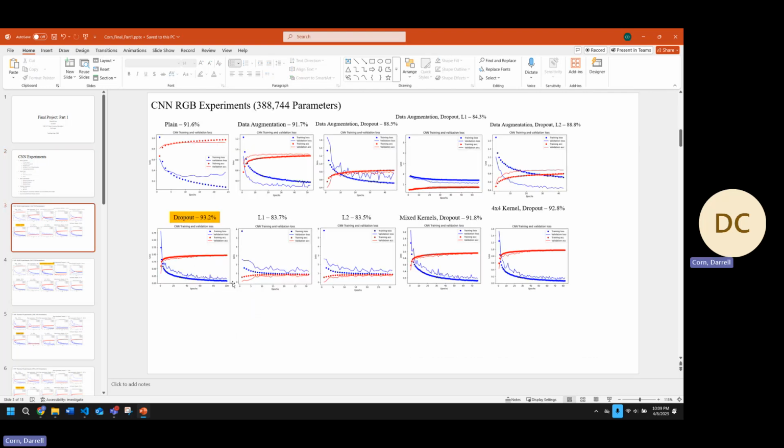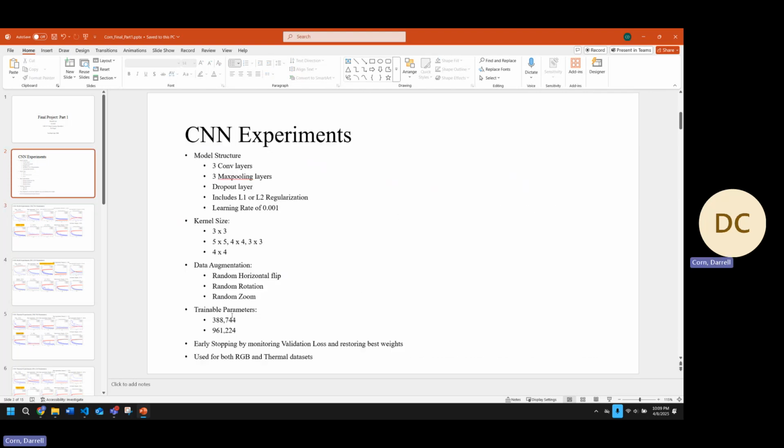I also experimented with different amounts of trainable parameters. So while I kept everything at about three convolution layers, I did experiment with about 388,000 trainable parameters, and then I tried to multiply that by about three to get 961,000 as well to see if that would improve things. And we've got early stopping as well. I also have used these structures for both the RGB and the thermal data sets.